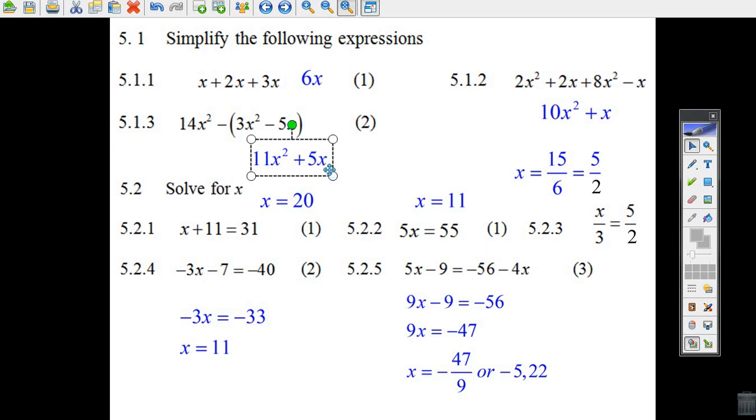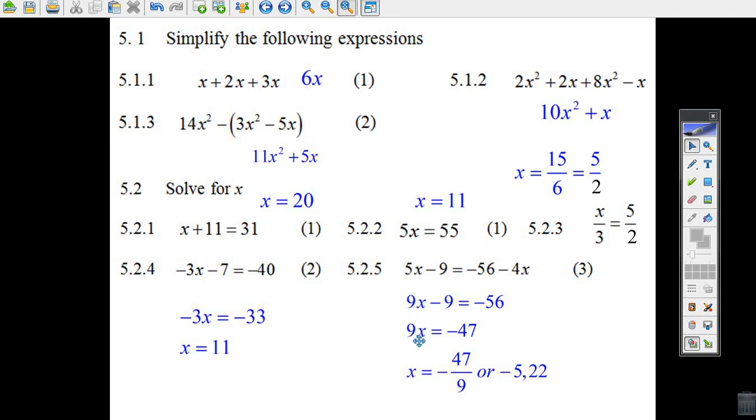Okay, let's try the next question. Well, here we have 5x minus 9 equals minus 56 minus 4x. Well, I wrote down 9x minus 9 equals minus 56. I didn't do anything to these two things, but the minus 4x is gone. How would I get rid of that minus 4x? I'd add 4x to both sides. 5x plus 4x is 9x.